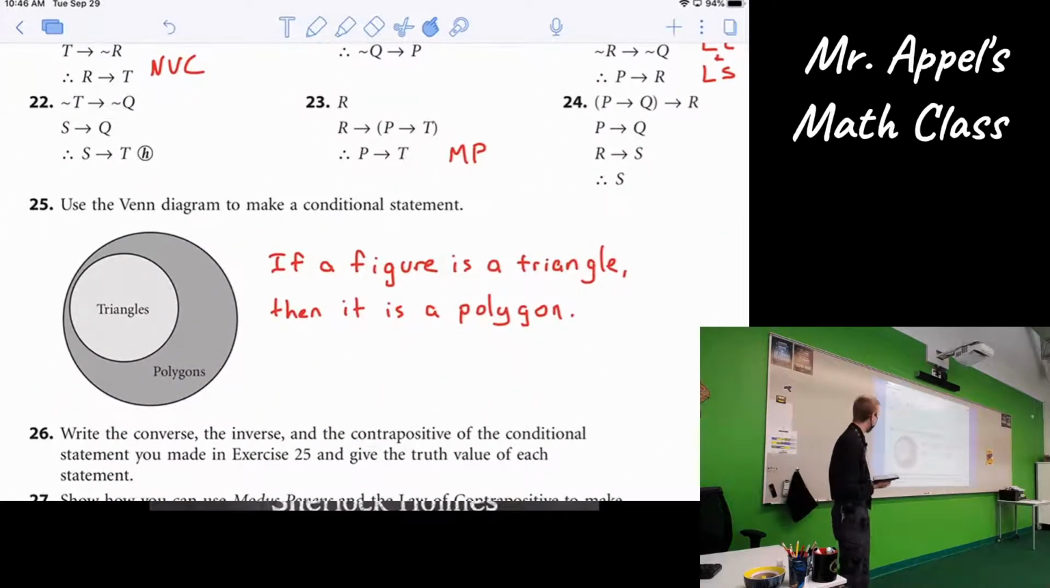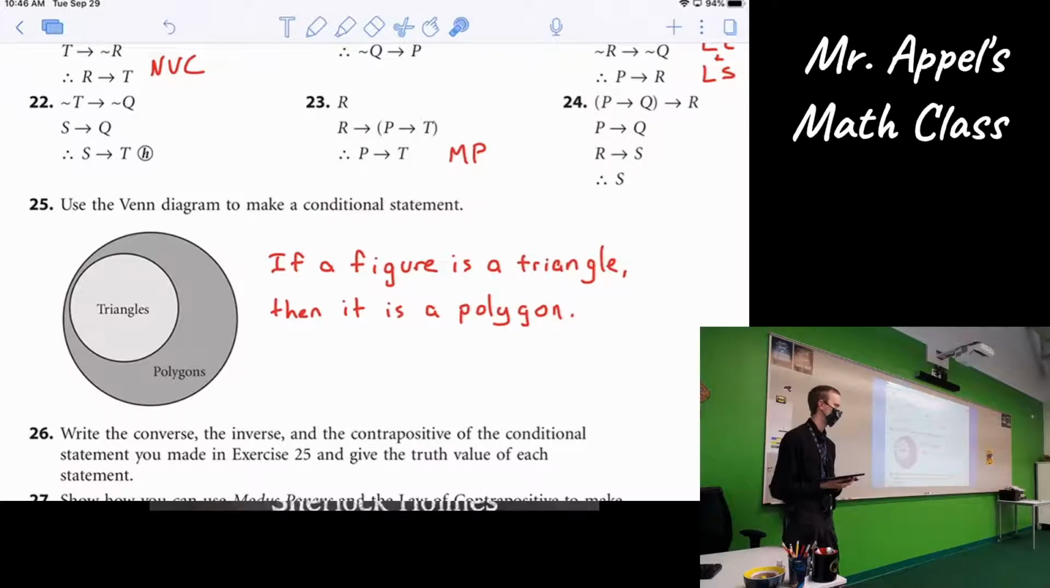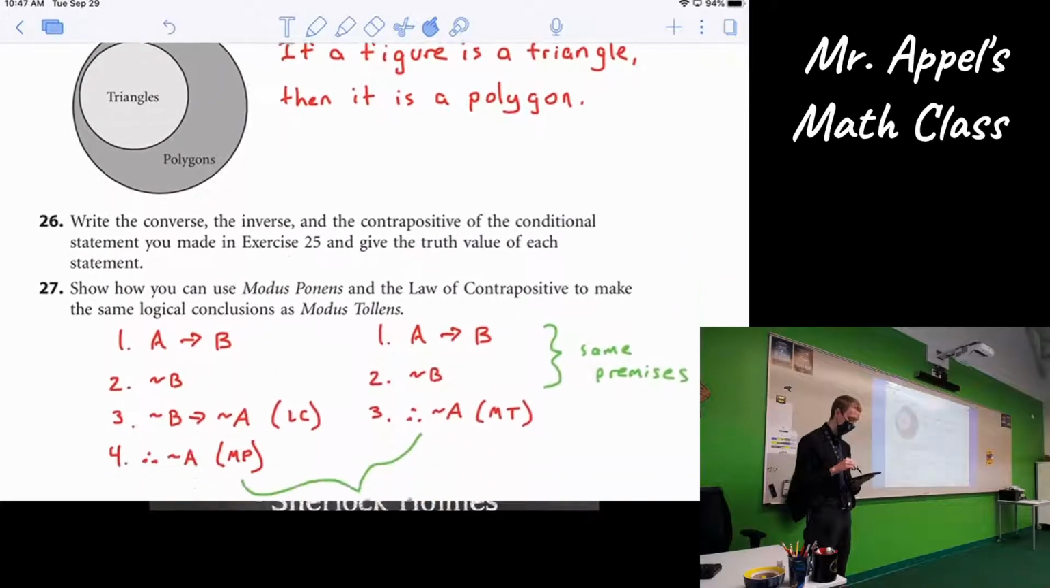All right, one possible answer for 25. If a figure or a thing or if something, okay, this, whatever, if something is a triangle, then it is a polygon. You could also write the other way as if something is not a polygon, then it is not a triangle, talking about something lying outside here. That's one way to do that. And then 27.